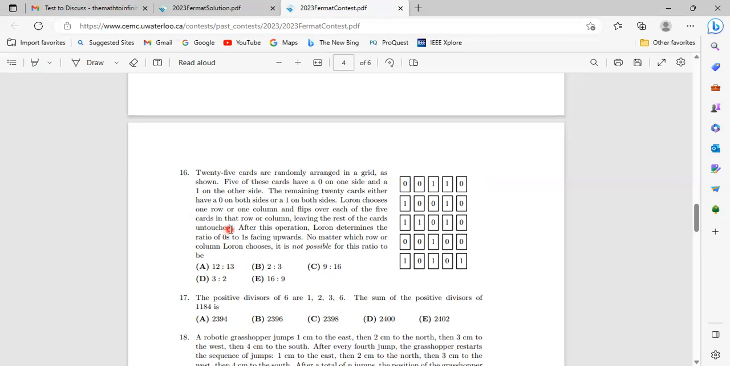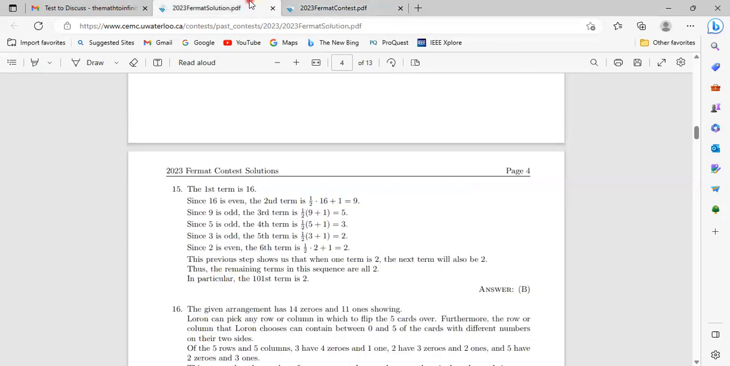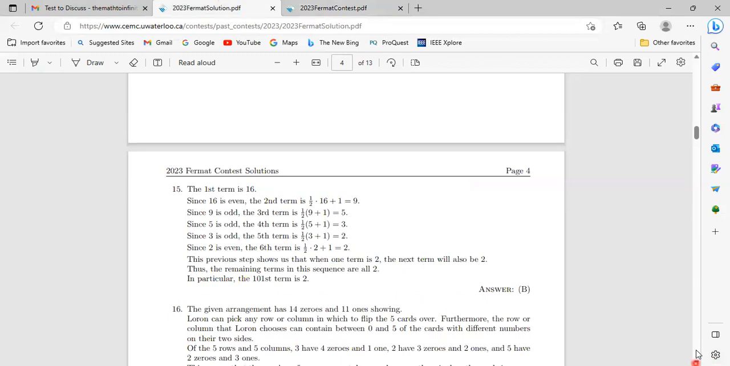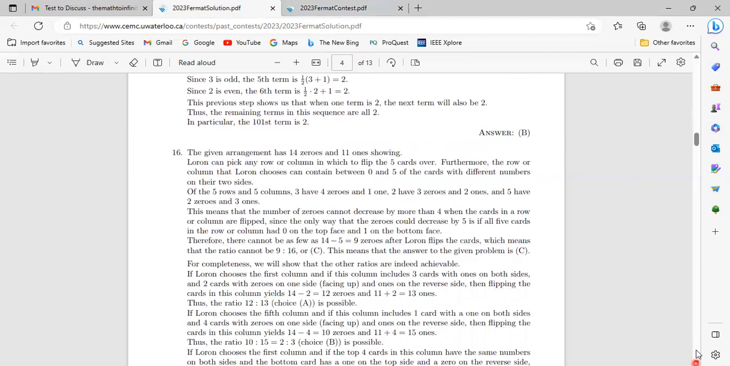After performing this, Lauren determines the ratio of ones to zeros facing upwards. No matter which row or column Lauren chooses, it is not possible for this ratio to be... So you need to figure that out from the options. Which one is not possible? Did you understand the question? Yeah, I understand the question. All right. Let's go to the solution.